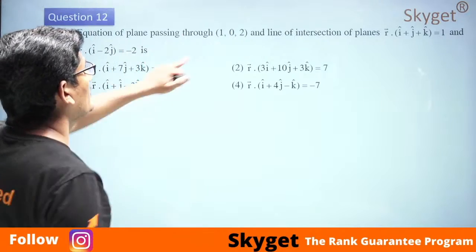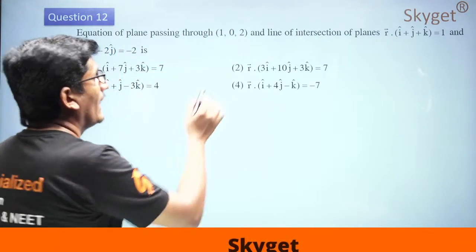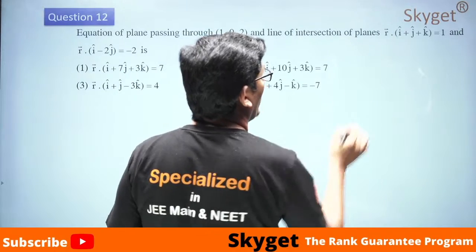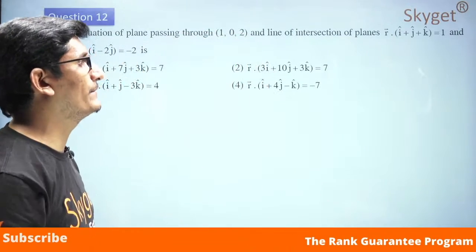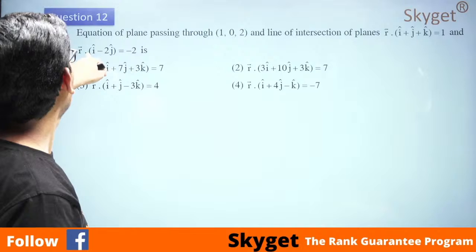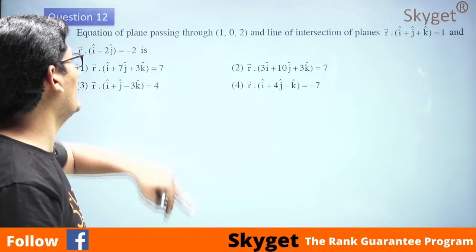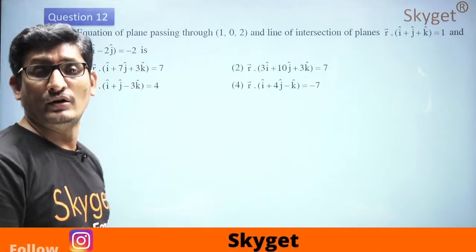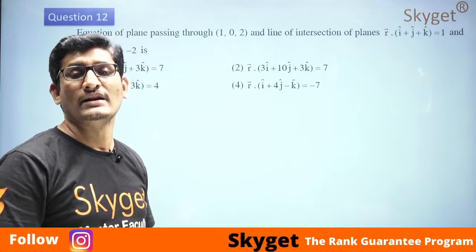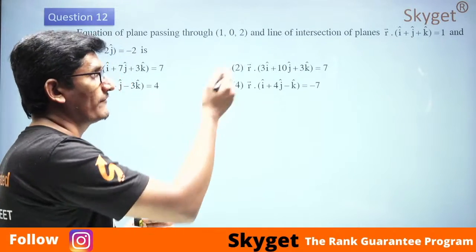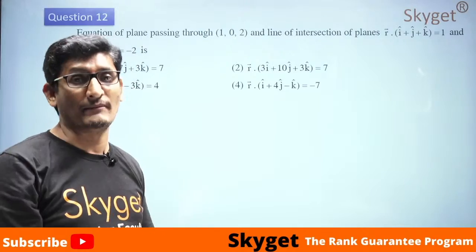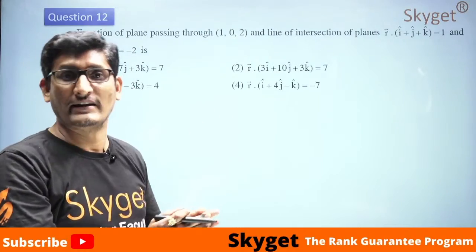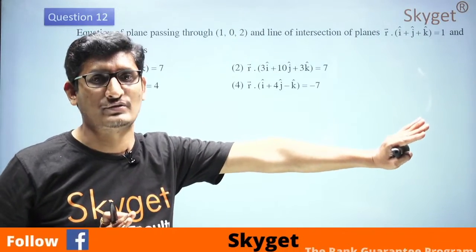Equation of a plane passing through which point? 1 0 2 and line of intersection of the planes is r bar dot i plus j plus k is equal to 1 and r dot i minus 2j equal to minus 2. So if you solve the problem, it will take time. S plus lambda into s dash we have to take here. After that we have to find the lambda value. So substitute the lambda value there, we get the answer. That is the lengthy process, students.